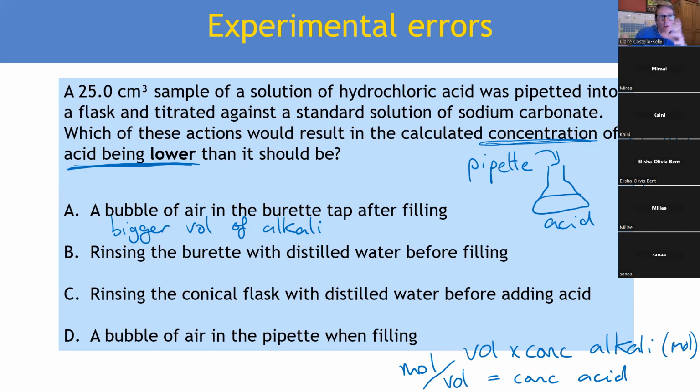So basically, it's going to look like you need more alkali than you actually need to neutralize the acid. So it's going to look like your acid is more concentrated than it actually is, because it's going to look like there's more moles of acid in that flask than there is. So the concentration of acid is going to go up.